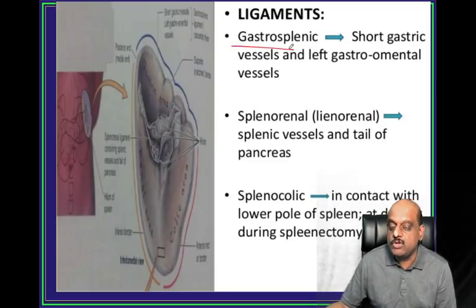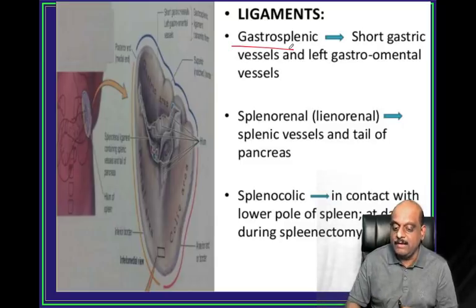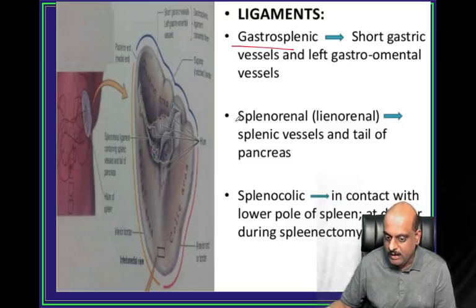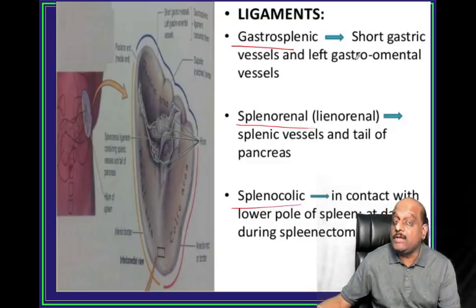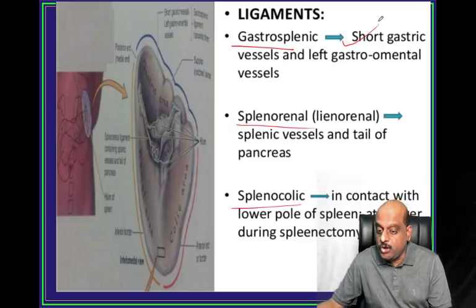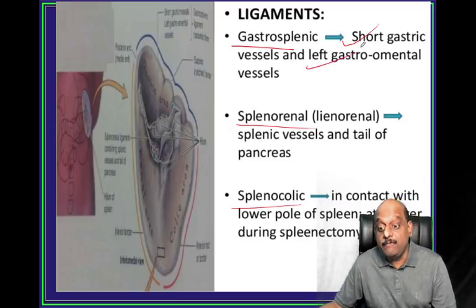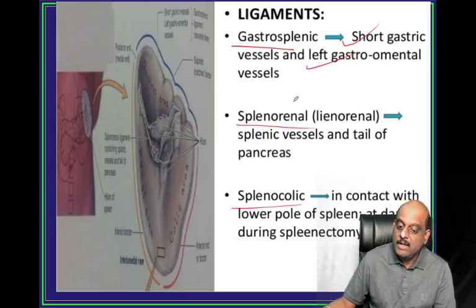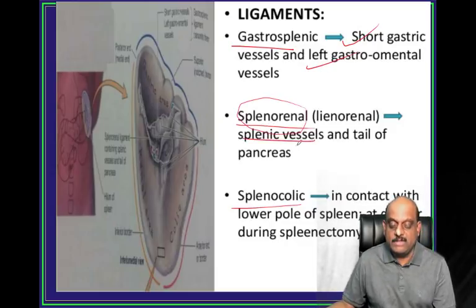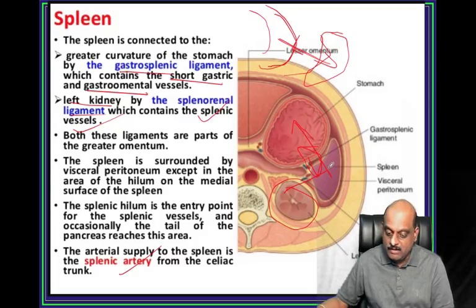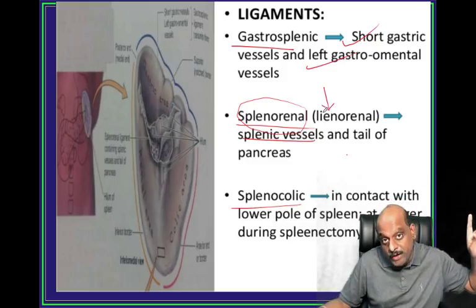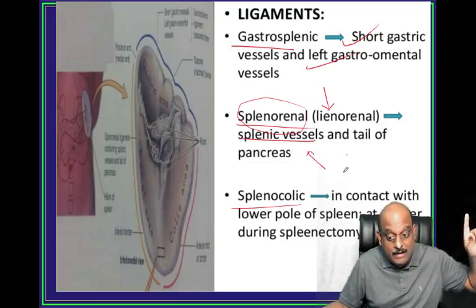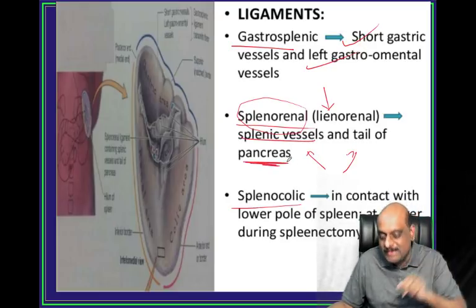Now, gastrosplenic, splenorenal, splenocolic. Every time the examiner will try to play with you on the same story. So what is in the gastrosplenic? Short gastric vessels and left gastro-omental vessels. In the splenorenal, between the spleen and kidney, also called linorenal, there are the splenic vessels and also the tail of the pancreas. That's what the examiner is asking.